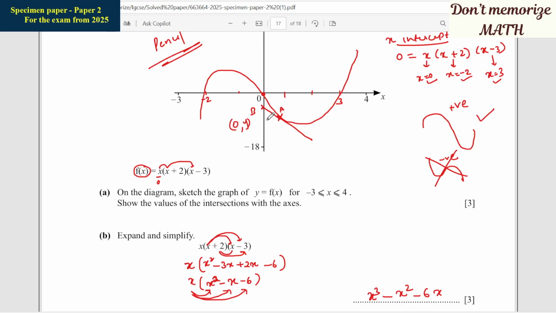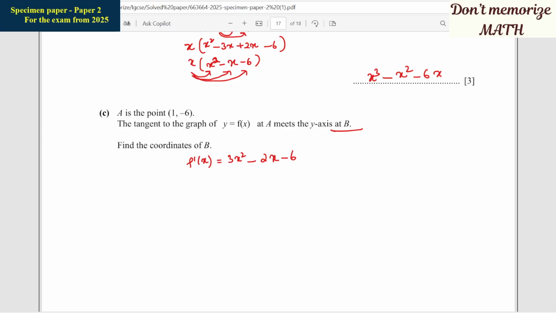So now what we are going to do is find the equation of this tangent line. The tangent line is passing through this point. This point's coordinates they have already given, that is 1 comma minus 6. So you can substitute x is equal to 1 here. So when x is equal to 1, you will get 3 times 1 square minus 2 times 1 minus 6. So 3 minus 2 minus 6. 3 minus 2 is 1. 1 minus 6 is minus 5.